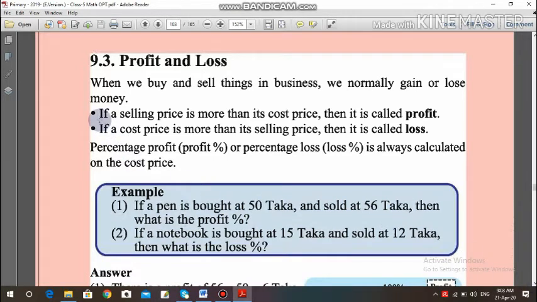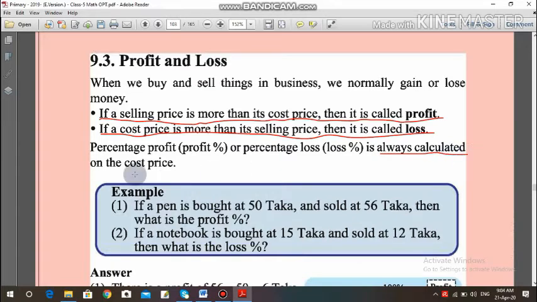At first, see that if a selling price is more than its cost price, then it is called profit. You must write it in your CW copy. When selling price is more than its cost price, then it is called profit. On the other hand, if cost price is more than its selling price, then it is called loss. That means when selling price is more, it is profit, and when cost price is more, it is loss.